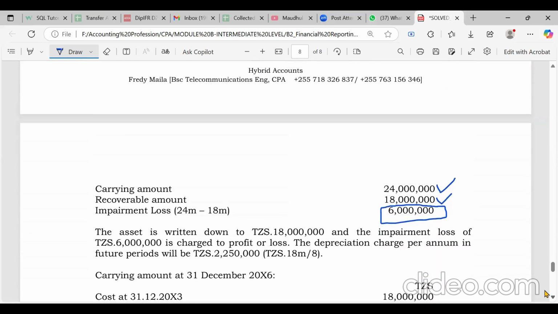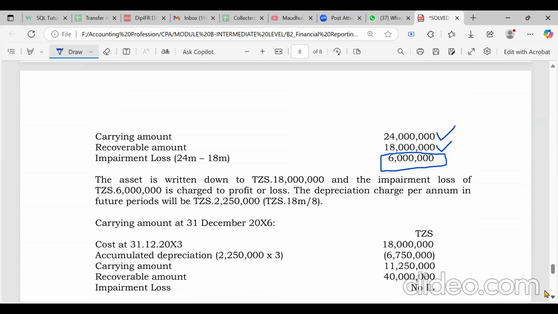Seven years remaining? Remaining with what? Life. Sorry, it was 10 years and 2 years had passed. So we have remained with 8 years. We had 10 years, right? Yes, so 8 years have remained.